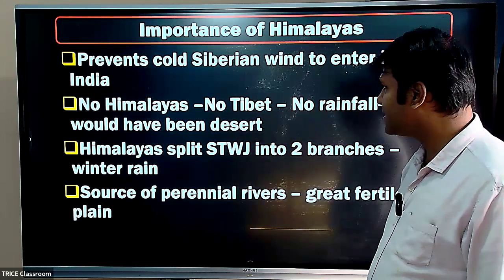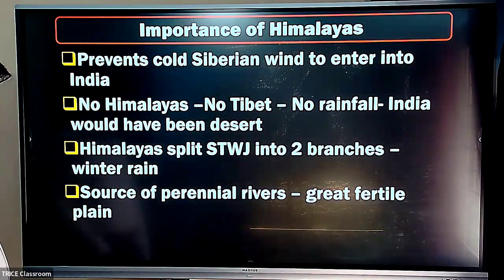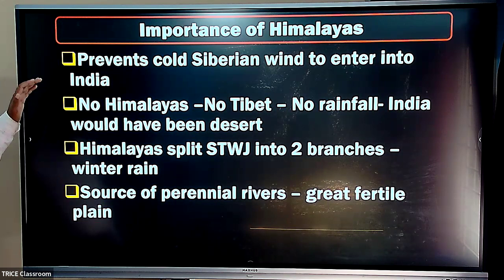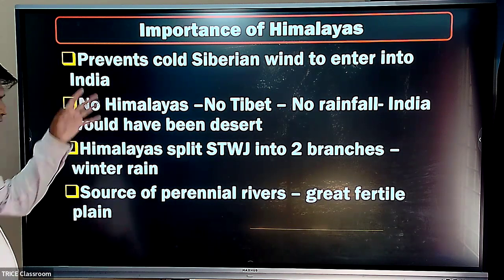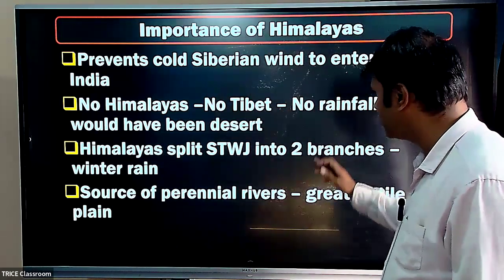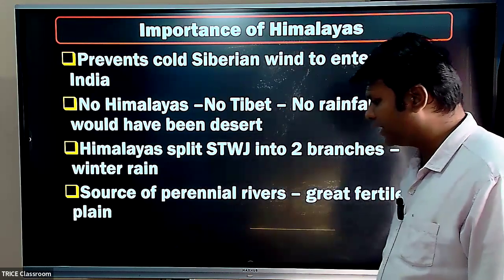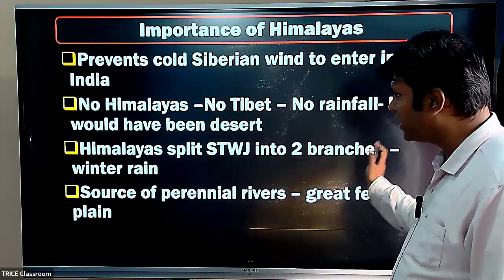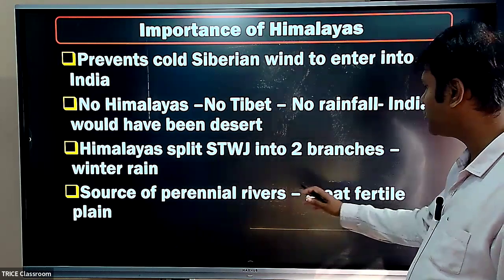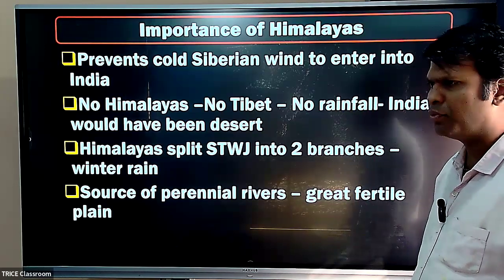Then the Himalayas split the subtropical westerly jets into two branches, which causes the winter rain. So when the intertropical convergence shifts towards the south, the westerly jets that are flowing are broken into two parts by the Himalayas. One of the branches moves from the Arabian Sea, hits the coast, and that is what we call the northeast monsoon. So it is because of the northeast monsoon that the eastern coast is able to have the winter rainfall. The Himalayas are the source of the perennial rivers, Ganga, Brahmaputra, Indus, most important rivers.